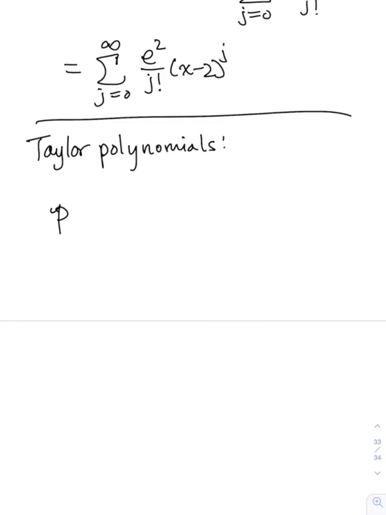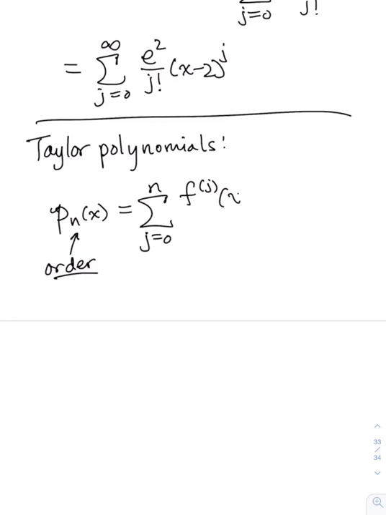So the Taylor polynomials in notation is Pn of x, and n here is called the order of the Taylor polynomial, and it has the same form as the Taylor series, but instead of summing from 0 to infinity, we sum from 0 to n. We also, with the polynomials, call this x0 the center. (x minus x0)^j.